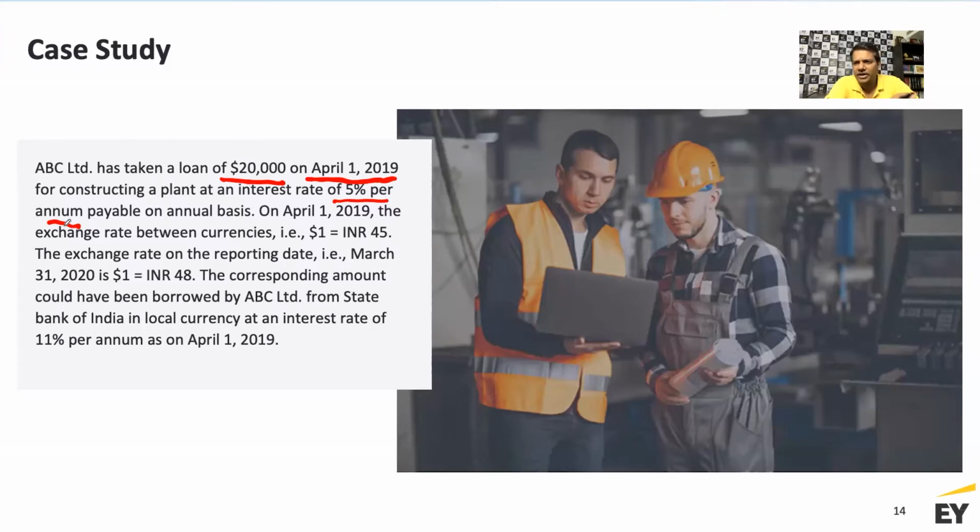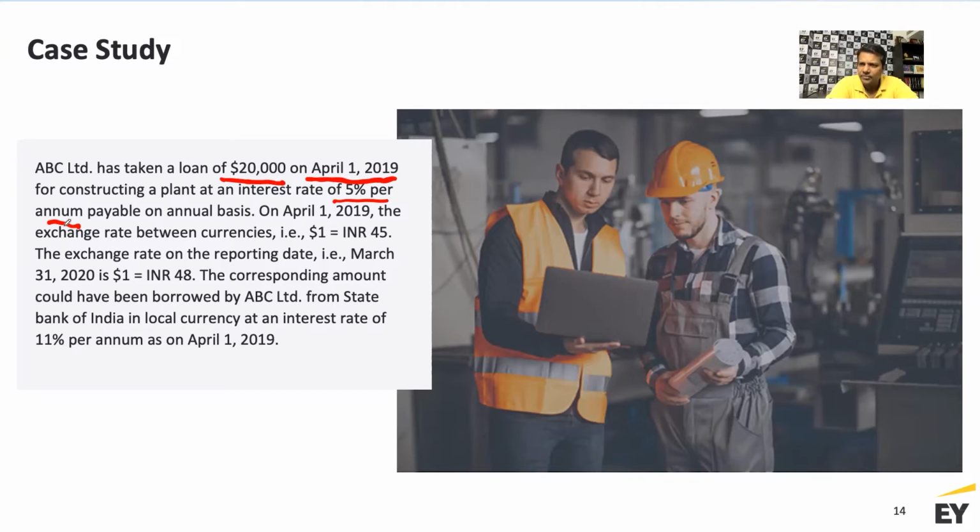Okay, these are the assumed rates given in the question. On April 1, 2019, $1 was equal to ₹45, whereas on 31st March 2020, the rupee-dollar rate has moved to $1 equal to ₹48. The corresponding amount could have been borrowed by ABC Limited from State Bank of India in local currency at an interest rate of 11% per annum as on April 1, 2019.